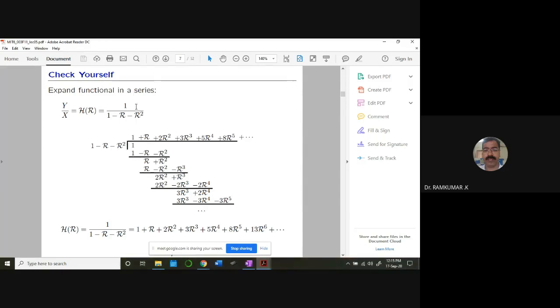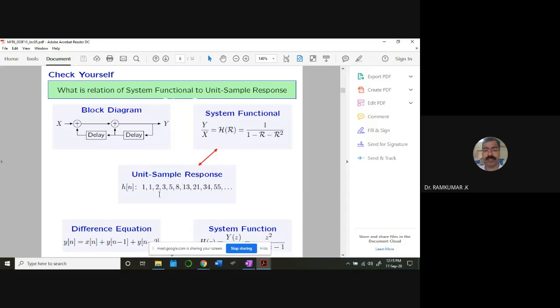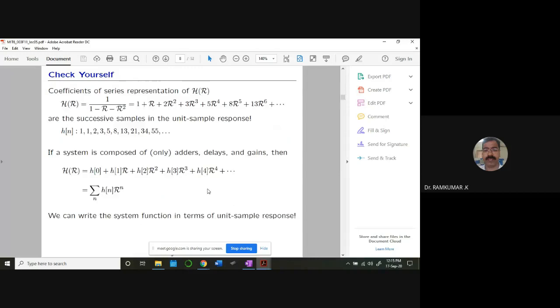When you divide 1 by this 1 minus r square, you're going to have this quotient. Look at the quotient terms and the corresponding coefficients, which are what is sitting over here: 1, 1, 2, 3, 5. Naturally then I can represent this h of r like this, with the quotient. And then the successive samples are represented by h of n like this.